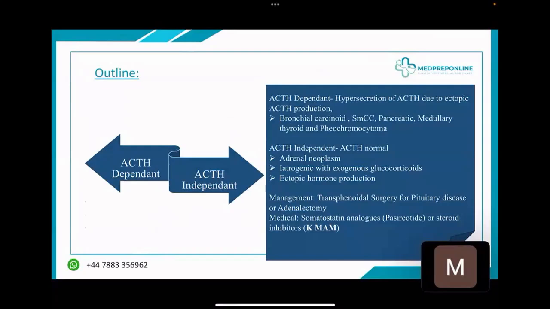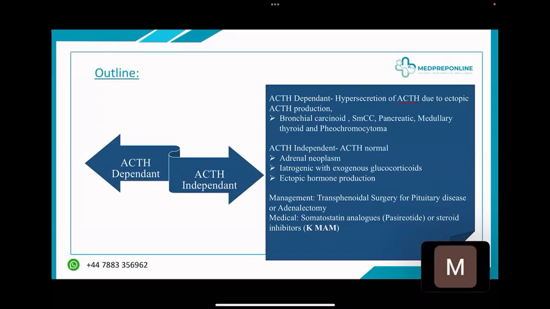ectopic hormone production. Now, ACTH dependent is basically there is hypersecretion of ACTH because of an ectopic ACTH production. That means the ACTH is not getting secreted by the pituitary, but rather there is some other pathology in the body which is increasing the secretion of ACTH. Now, that could be a carcinoid, which is a bronchial carcinoid. It could be small cell carcinoma of the lung, pancreatic cancer, medullary cancer of the thyroid, or a pheochromocytoma.